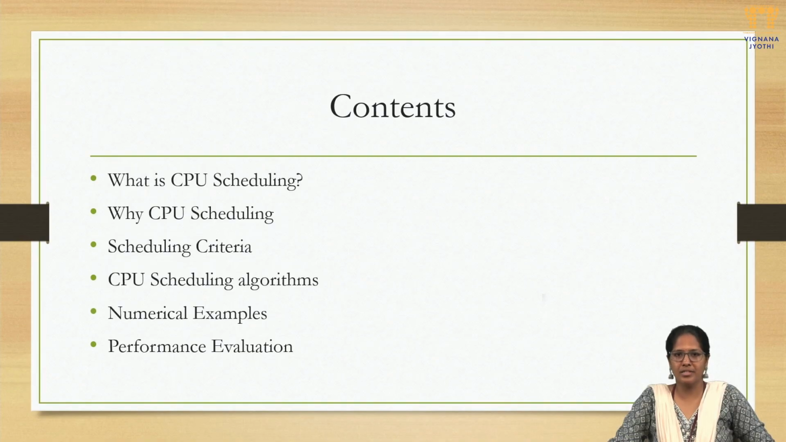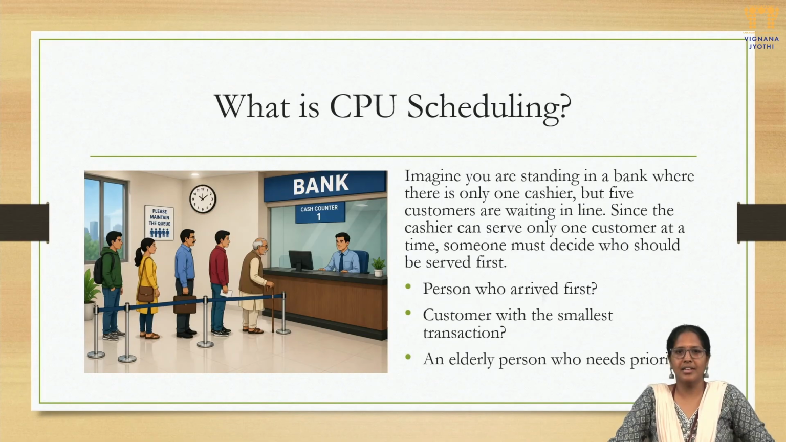So let's begin with the first topic, what is CPU scheduling? To understand it, let's begin with a simple real-life situation. Imagine you're standing in a bank where there are 5 customers and there is only one cashier. Since there is only one cashier, one customer can be served at a time. Now think about it. How should the cashier decide whom to serve first? Should the customer who arrived first be served, or should the customer with the smallest transaction be served first so that more customers can be served quickly?